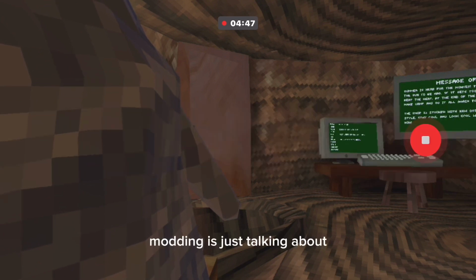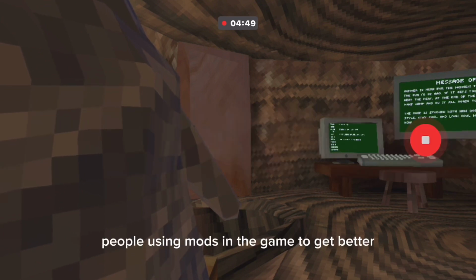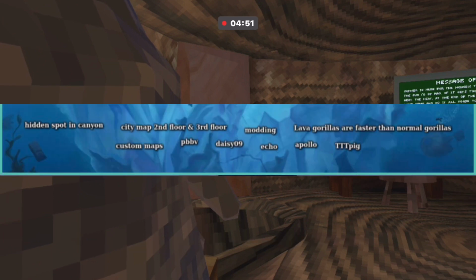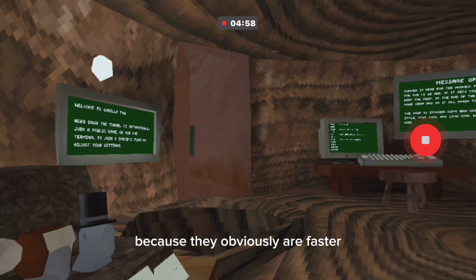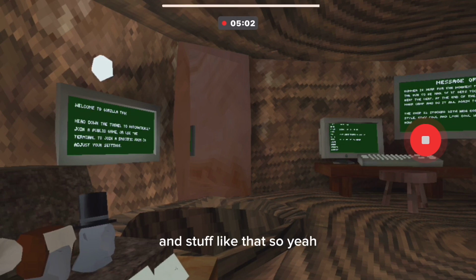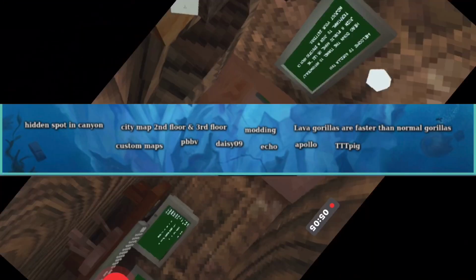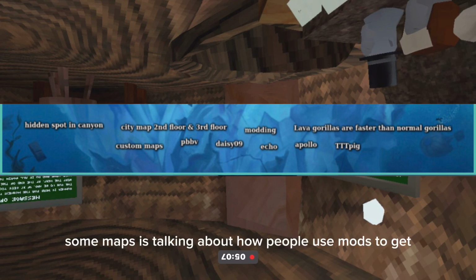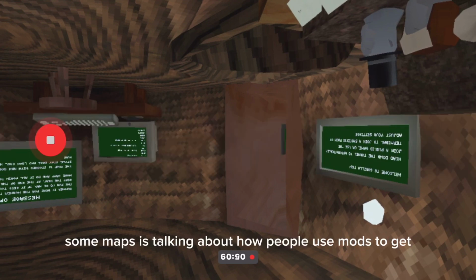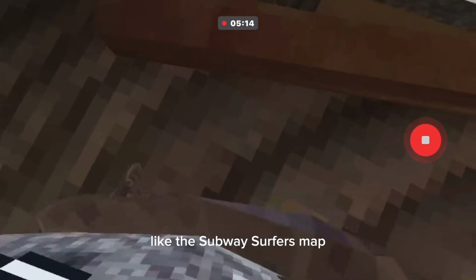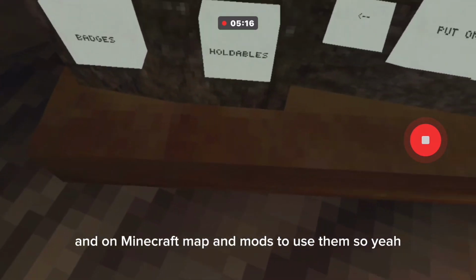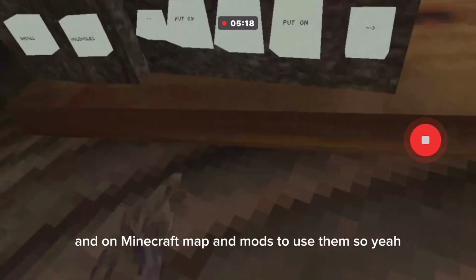Modding is just talking about people using mods in the game to get better. Lava Girls being faster than normal girls is just true because they obviously are faster and stuff like that, so yeah. Custom maps is talking about how people use mods to get custom maps and stuff, like the Subway Surfers map and the Minecraft map. You need mods to use them, so yeah.